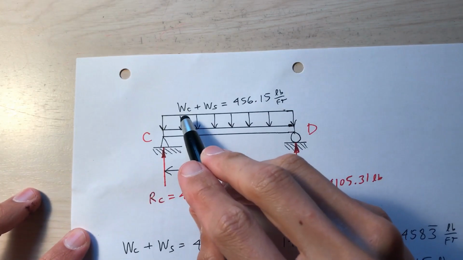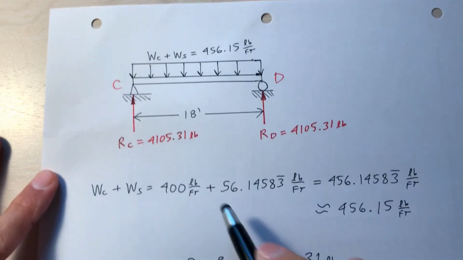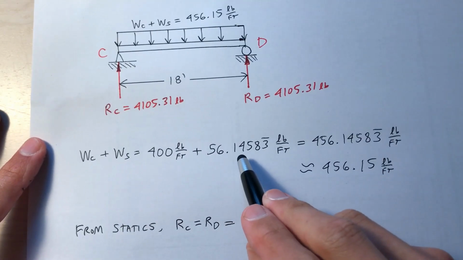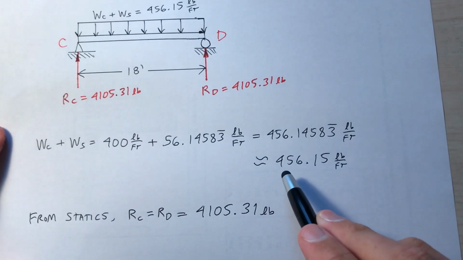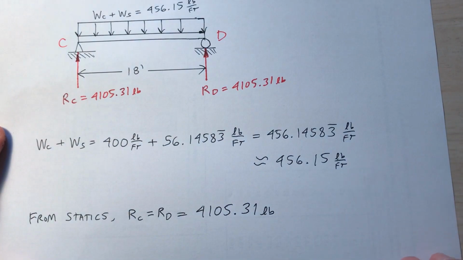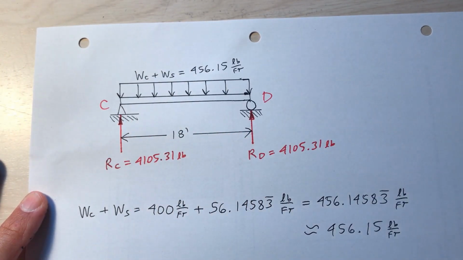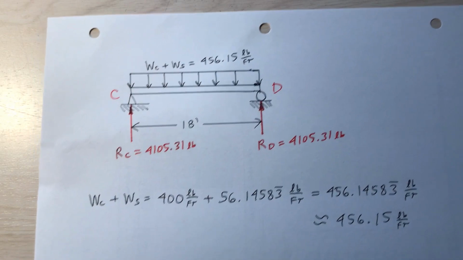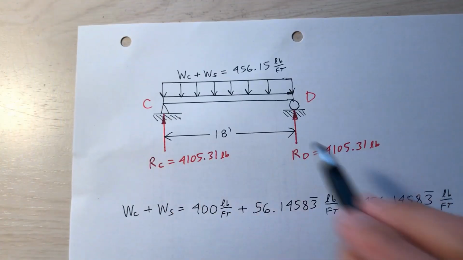I calculated the weight of the concrete, calculated the weight of the steel. Add those together. Concrete, 400 pounds per foot. Steel, 56.15 pounds per foot. That gives me a distributed load of approximately 456.15 pounds per foot. So that's what you see here, the distributed load. So then you can use what you learned in statics. What you learned in statics is how to calculate the reactions.